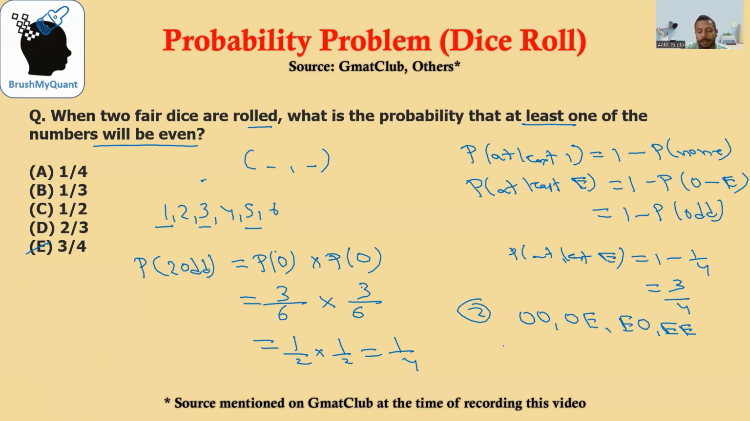So probability of getting at least one even number will be this case is true, this case is true, and this case is true. So probability of getting at least one even will be nothing but equal to 3 divided by 4, which is nothing but option number E.